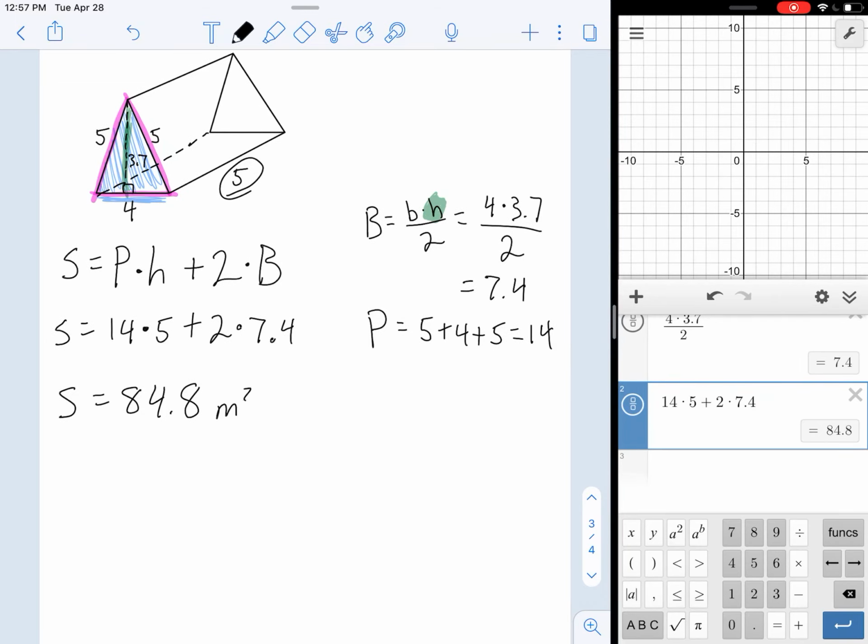I'm just going to give it meters squared. That's how you'll see your answers, okay? Even though we are dealing with three-dimensional figures, we're talking about finding the area, so it is a meters squared or inches squared kind of problem, okay?